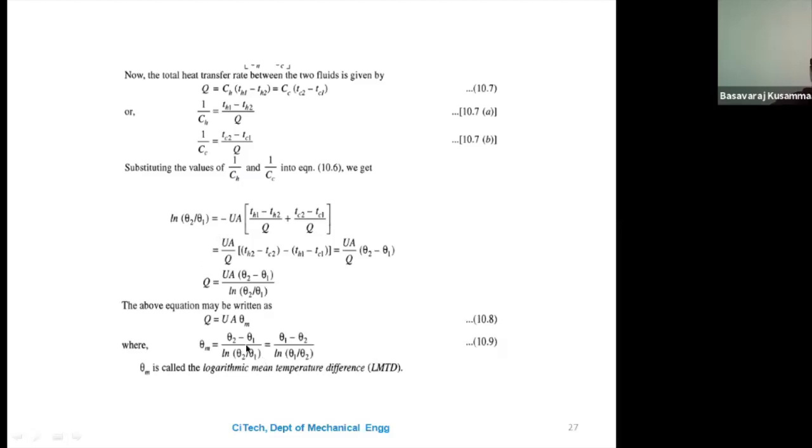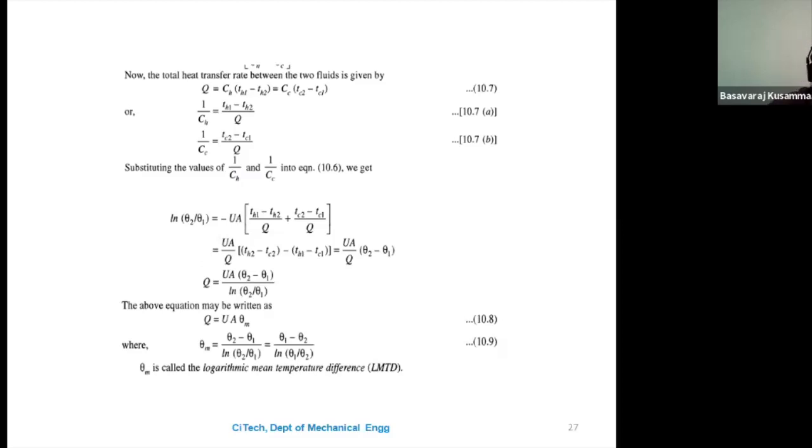Understand? So the temperature difference θ2 minus θ1 is called a temperature difference. What type of temperature difference? Logarithmic temperature difference. Why? Because of the logarithmic quotient in the denominator. So this is called the logarithmic mean temperature difference for the parallel flow heat exchanger. This is a very simple one, but you need to understand it. Once you go through it, you can understand it very well.